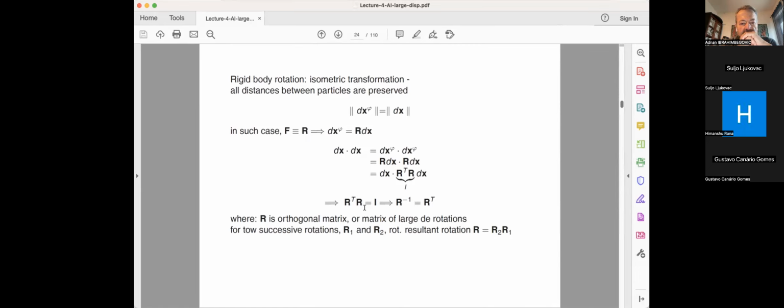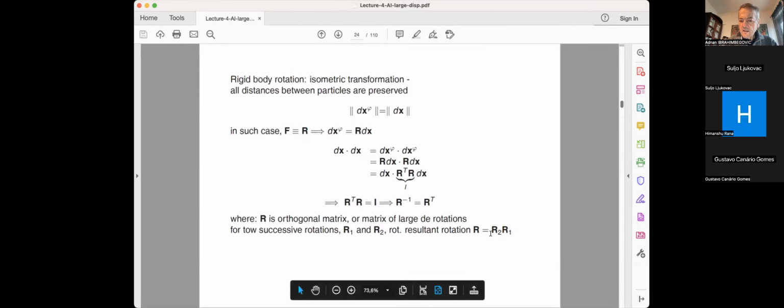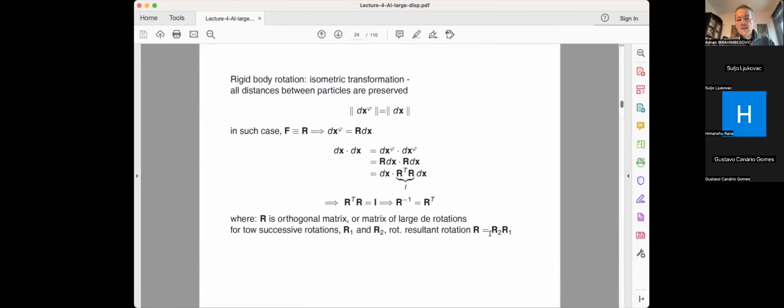So basically, if I have two large rotations successively, R1 and R2, I know that these rotations cannot be added on top of each other, but they multiply. So basically, the resultant rotation is equal to R2 times R1, because first rotation R1 happens, and then R2 happens. So it's not only that you have multiplication, but it's important to take into account the order of multiplication to get this fully under control.